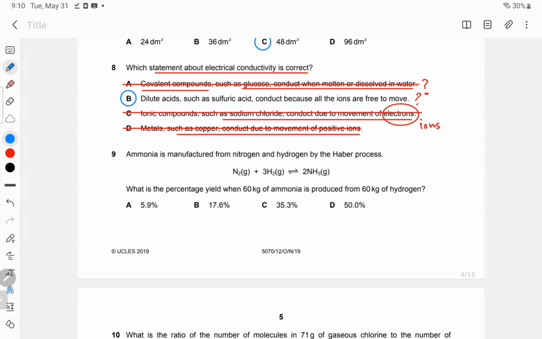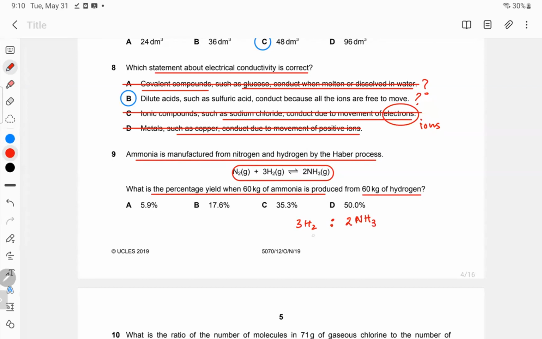Okay. Question number 9. Ammonia is manufactured from nitrogen and hydrogen by the Haber process. And here we have an equation. What is the percentage yield when 60 kg of ammonia is produced from 60 kg of hydrogen? Okay, so see, it's easy to identify. If I have hydrogen, according to the equation, what ratio am I getting? 3 moles of hydrogen react to give 2 moles of ammonia. Is this part understandable to everyone?